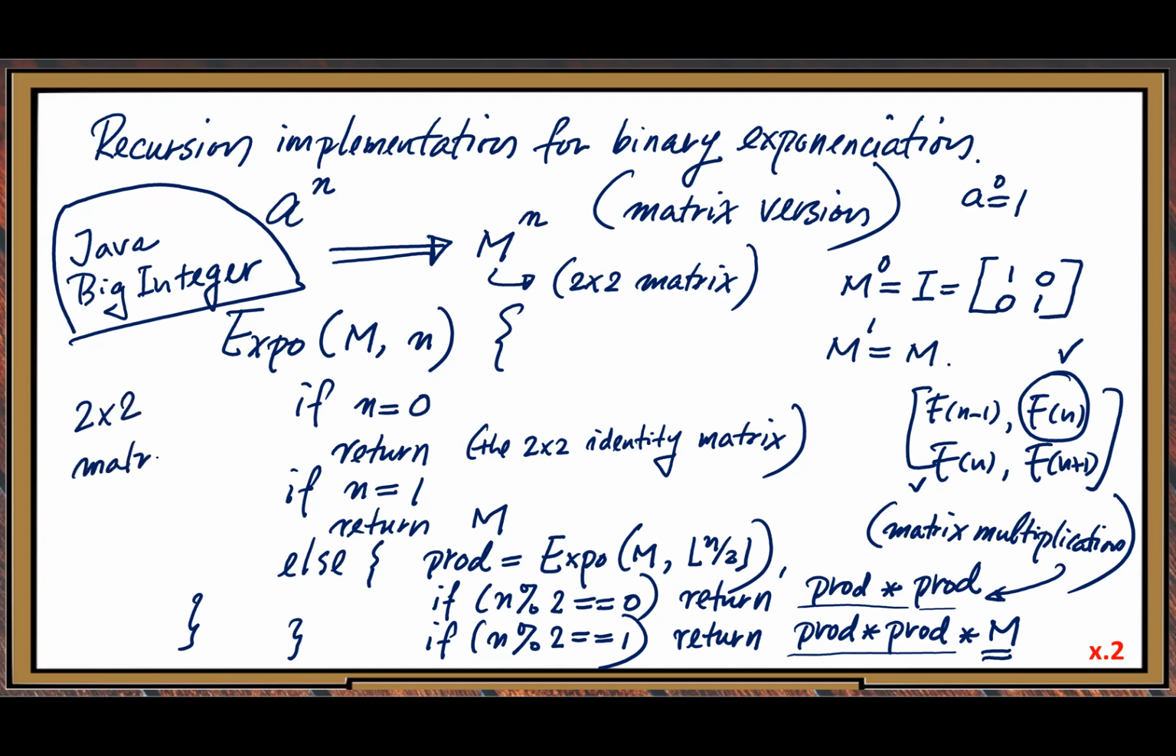2x2 matrix. 4 entries. You need to represent 4 entries. Each entry is a Java BigInteger object. Okay. And then you can define a matrix multiplication method in that class. So then later, when you need to do recursion, binary exponentiation of matrices, you just call that 2x2 matrix multiplication method in your matrix class. Okay, yeah. So you need to do some work.